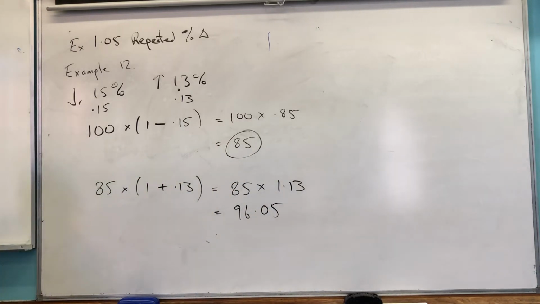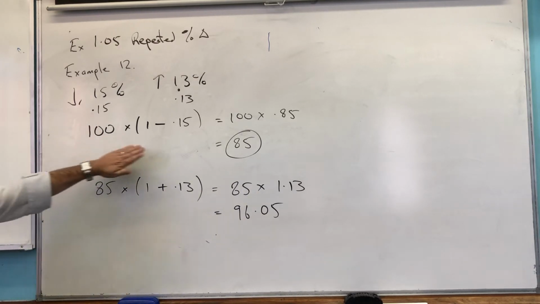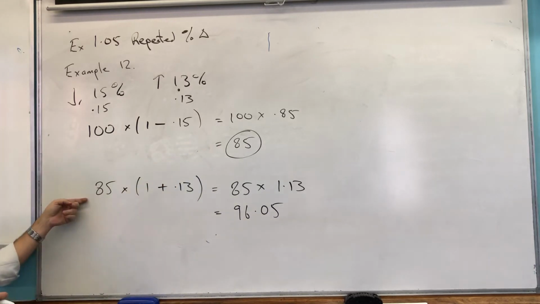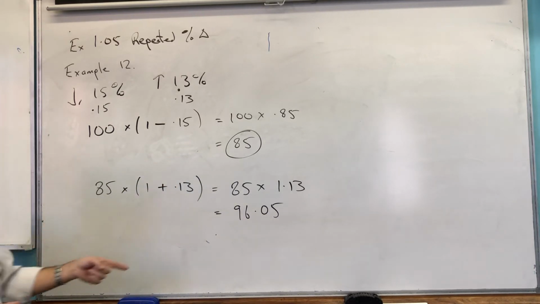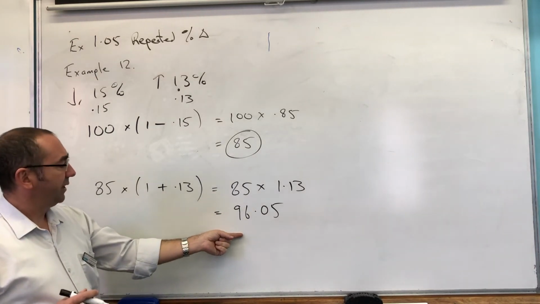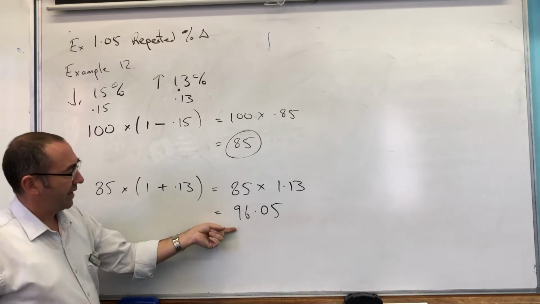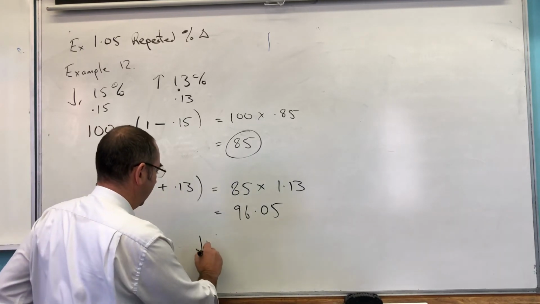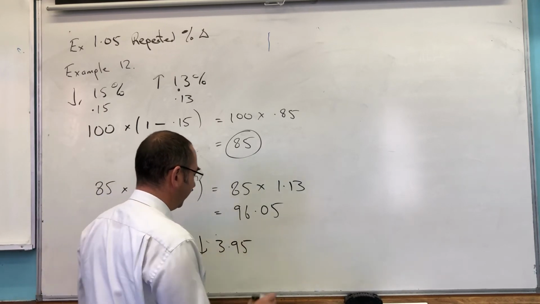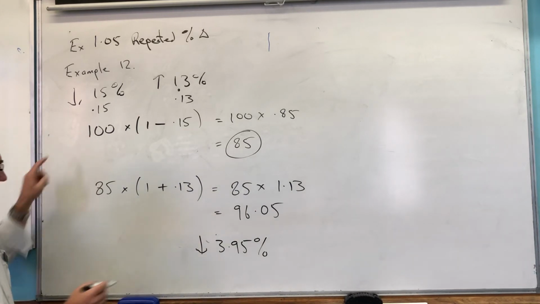Thank you. Okay, so if we started with 100, we dropped it by 15%, we got 85. We then increased it by 13%. What's the net change there? What's the ultimate impact on 100? Well, 100 has decreased by 3.95, or 3.95% off the original.